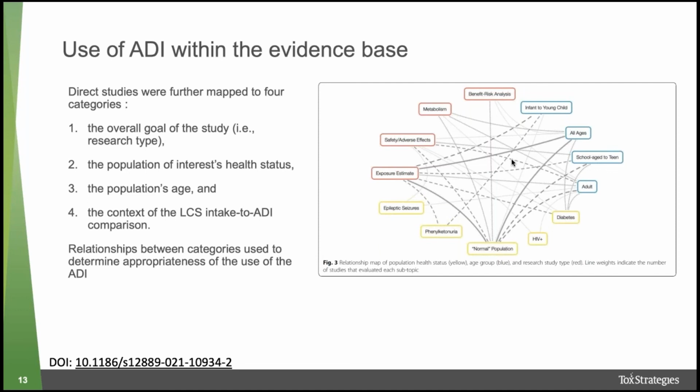So for example, this tells us that most often in the evidence base that we drew, the data were looking at exposure across all ages in a normal population and trying to say what are the daily exposure estimates. We had less information on some of the other population types or the other age groups. So for example, younger ages.